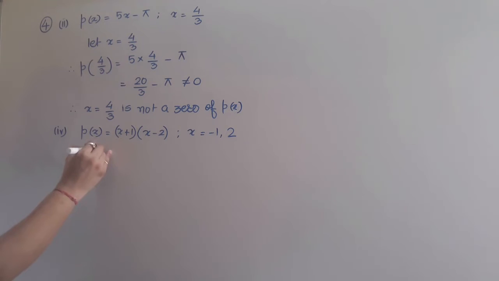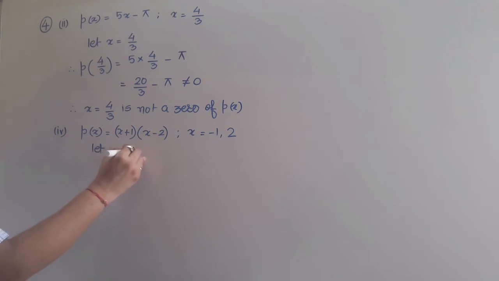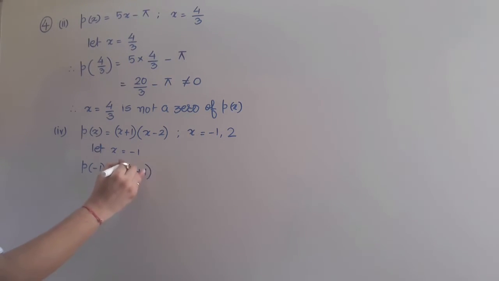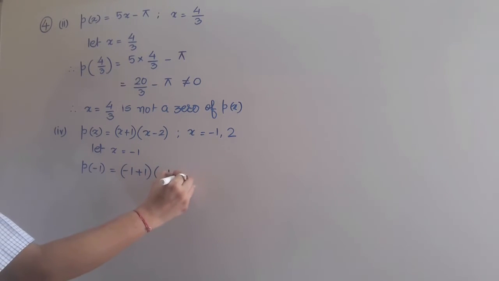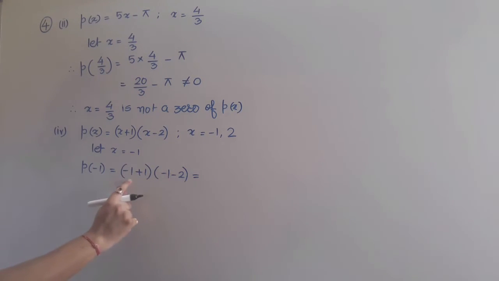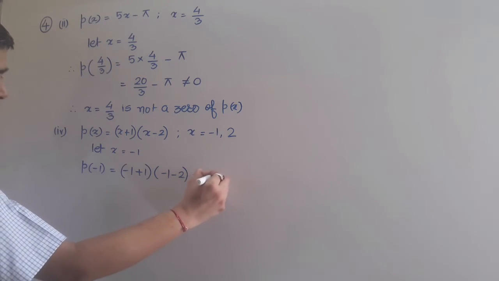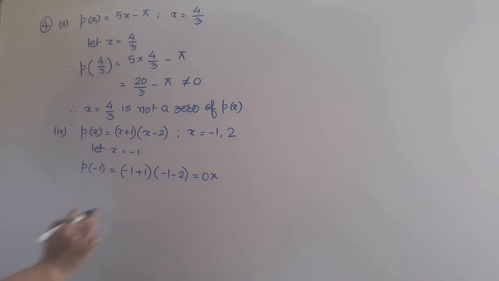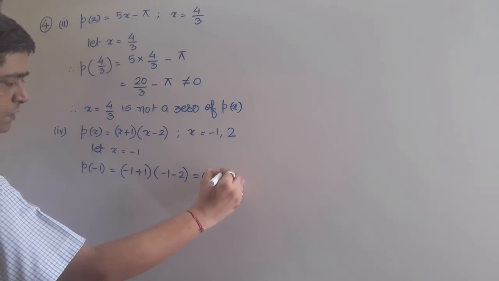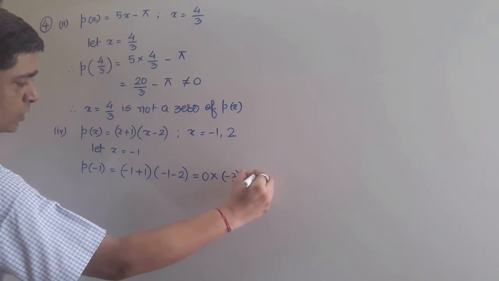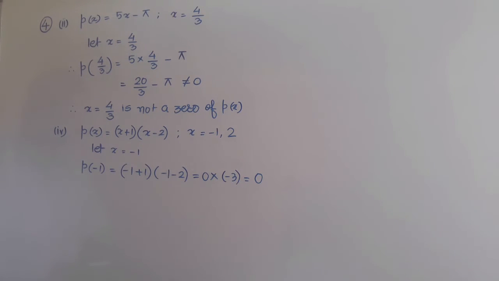So let us put the value x equal to minus 1. If I put x equal to minus 1, this will be minus 1 plus 1, then minus 1 minus 2. Now you observe, minus 1 plus 1 becomes 0, into minus 1 minus 2, signs are the same, so that becomes minus 3. So 0 into minus 3 is equal to 0. Therefore x equal to minus 1 is a 0 of p of x.